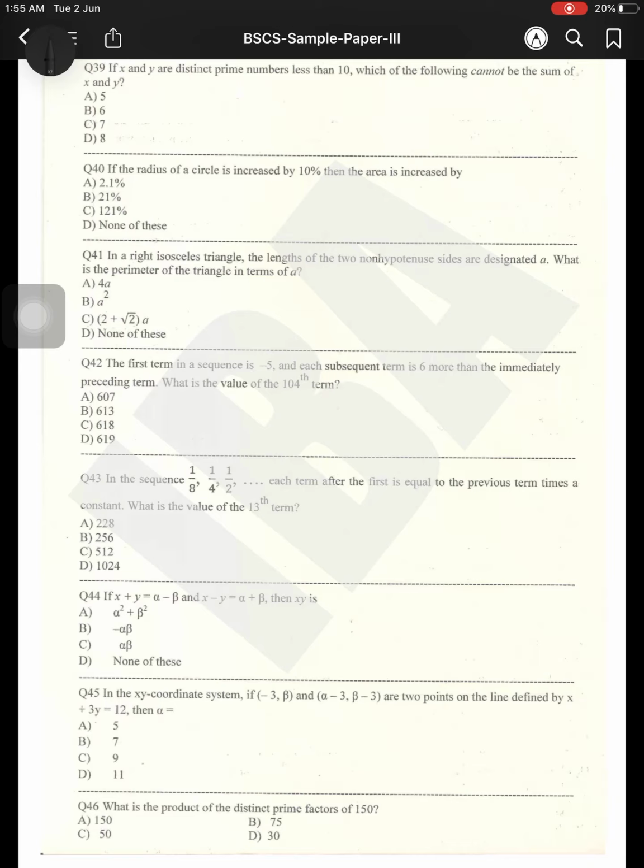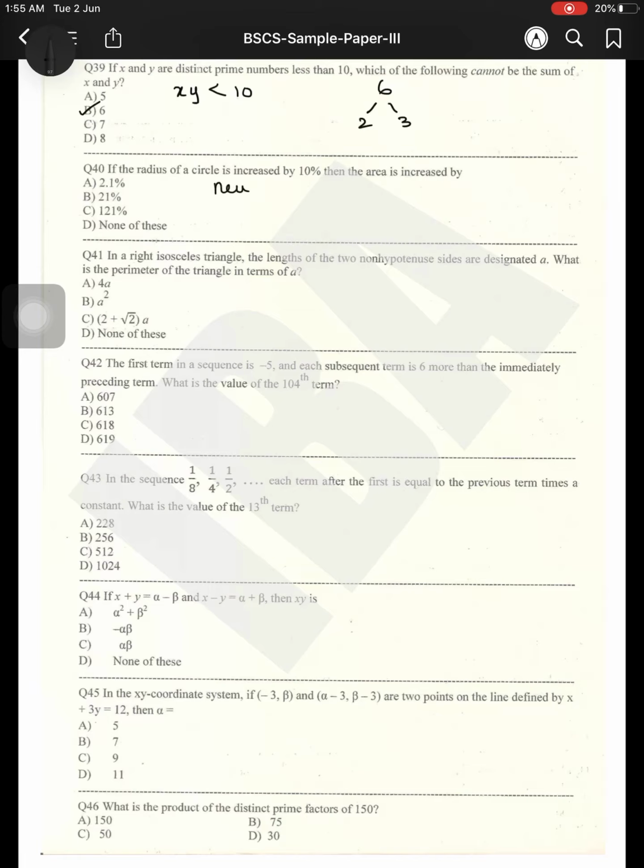Next question, he says x and y are distinct prime numbers and that they are less than 10. I'll try this out, and he's asking which of the following cannot be the sum. So let's pick 6 first, I guess. 2 threes are 6, so it is not a sum of distinct prime numbers, and that they don't add up to 6, so it's going to be B.